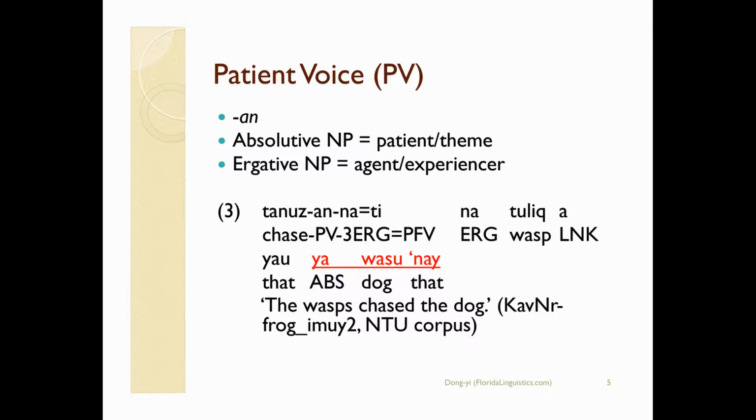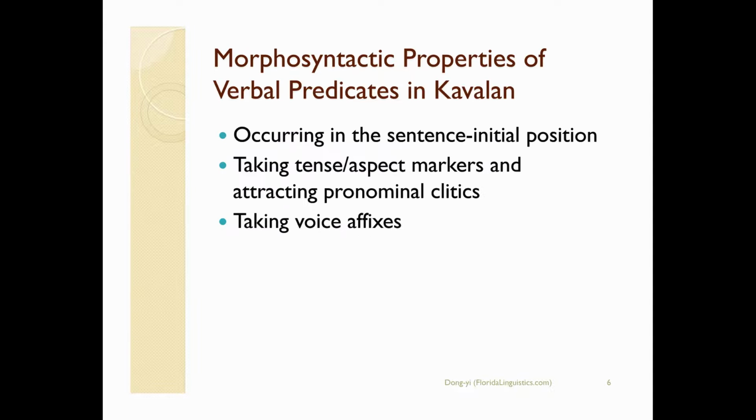It should be noted that only verbs can take voice markers. Nonverbal predicates cannot take voice markers. In other words, the affixation of voice markers is a morphological property unique to verbs in Kavalan. This slide summarizes the morphosyntactic properties of verbs, or verbal predicates, in Kavalan. Verbs occur in the sentence initial position, take tense and aspect markers, and can attract pronominal clitics. More importantly, verbs, and only verbs, can take voice affixes.